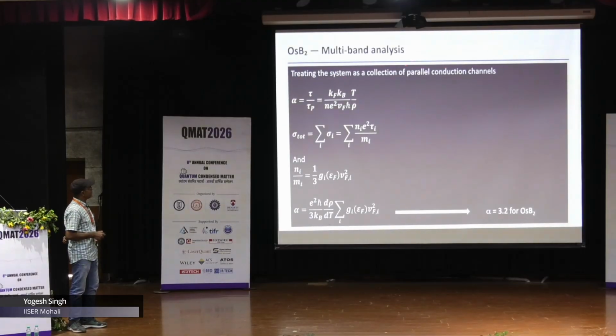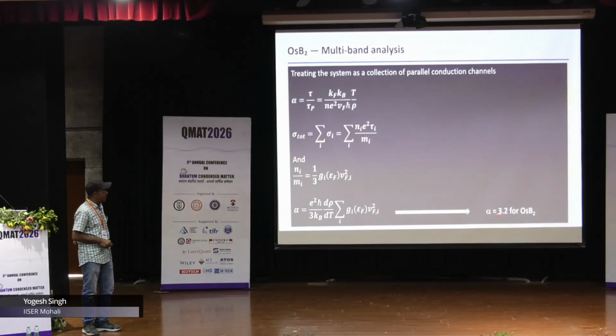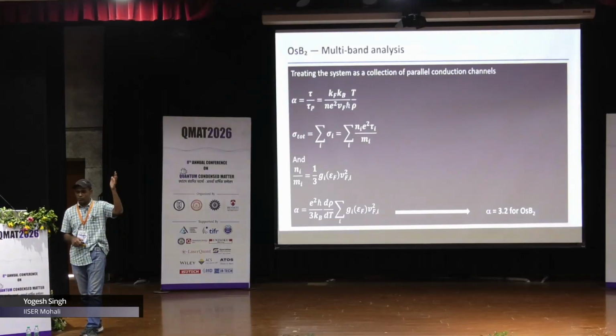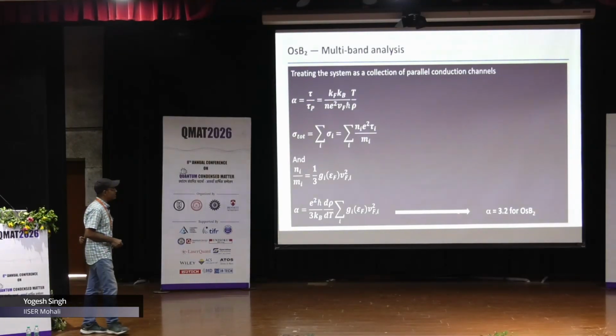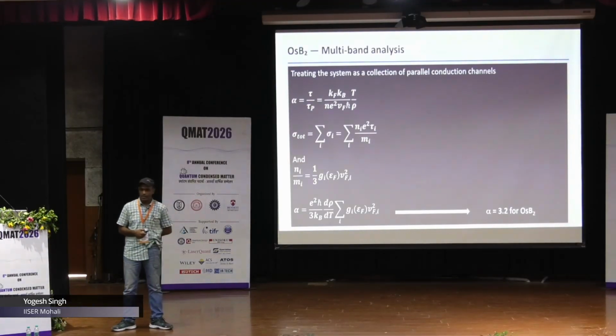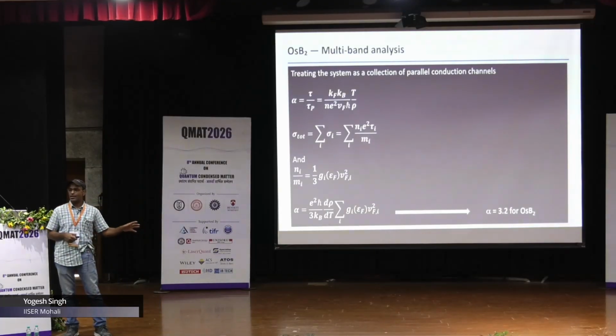So treating the system as a collection of parallel conduction channels, the total conductivity can be a sum of the conductivity of each channel. And therefore, if you have several sheets, this index is a sum over sheets, you can get a total conductivity from here using the Fermi surface parameters that we extracted earlier. So using this, we get the Planckian ratio to 3.2 for OsB2. So from 8 we have been able to bring it down to 3.2, but this is still larger than alpha equals 1. So this is where we are currently.